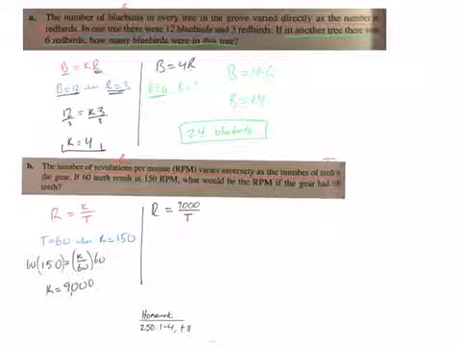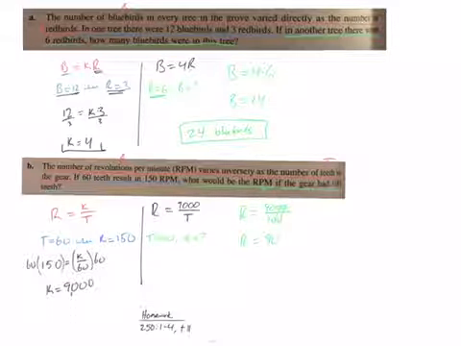Now we can look here at this last part. What would be the RPM? So I'm looking for that if the gear had 100 teeth. So now the teeth is equal to 100. What is the RPMs? So then R is equal to 9,000 divided by 100. So that means my RPMs is going to be 90. So I'm going to say 90 revolutions per minute.